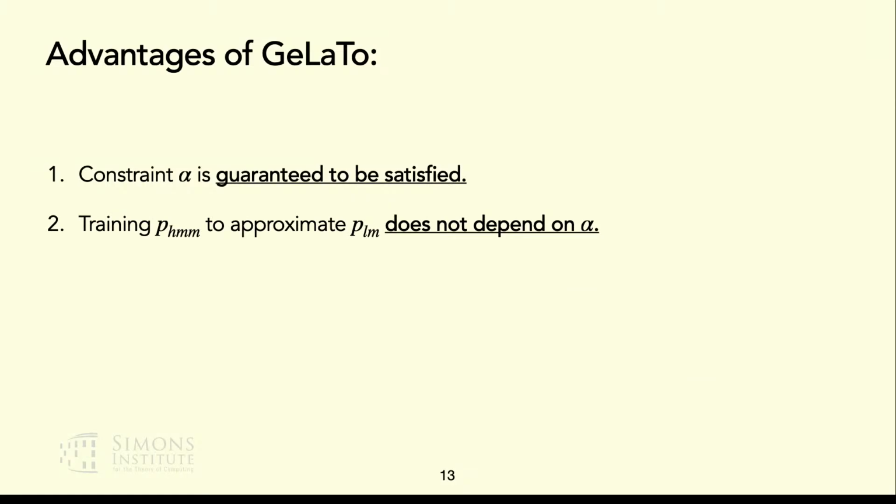Okay, so what are the advantages? So number one, by definition, the constraint alpha is guaranteed to be satisfied. So compared to all the other methods, we have a 100% reliable thing we can trust. And number two is that the training of this HMM does not depend on the constraint. So basically, once we have this HMM trained, we can use it to enforce whatever constraint we want.